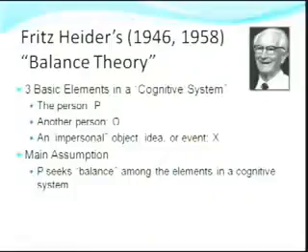So we start explaining the theory with three basic elements in a cognitive system. So this is a cognitive system, a set of cognitions in your head, three elements. There's a person, there's some other person, and then there's some impersonal object, idea, or event. We'll call it X. So you're P, there's some other person O, and there's something called X. And the main assumption is that you're P, remember, you seek balance among the elements in the cognitive system. Now what the heck am I talking about?